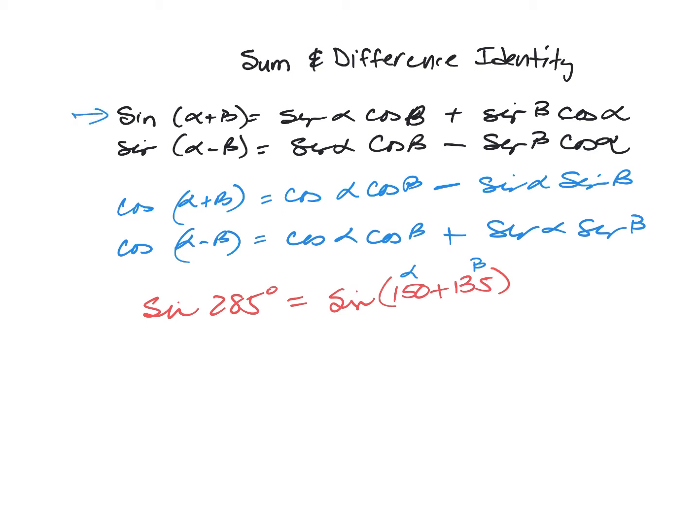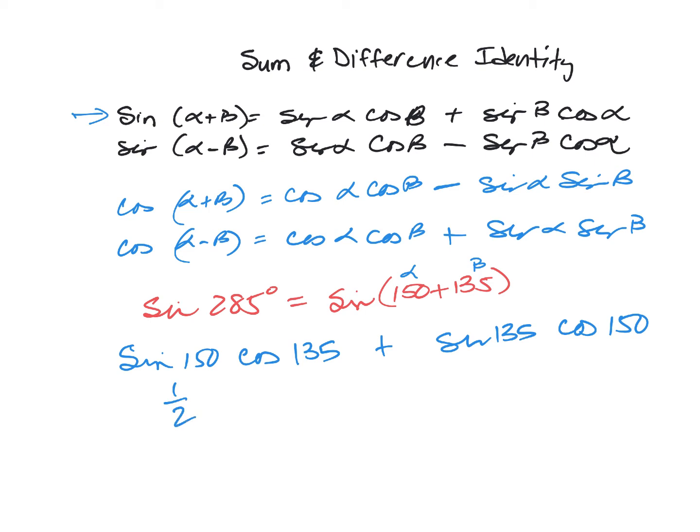The way I look at the first formula, it's going to be sine of the first guy times cosine of the second guy plus sine of the second guy times cosine of the first guy. Alpha is the first guy, beta is the second guy. Okay? So it's sine of alpha, so sine of 150 times cosine of 135 plus sine of 135 times cosine of 150.